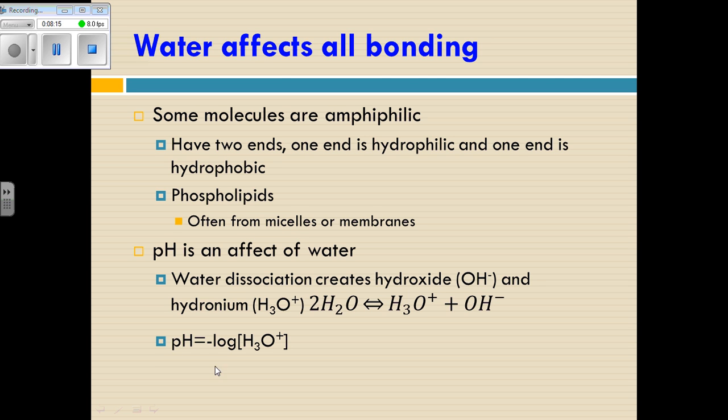pH is actually a mathematical function. This lowercase p is a math function that means take the negative log of something. In pH, what we're taking the negative log of is the concentration of hydronium ions. These square brackets refer to a concentration.